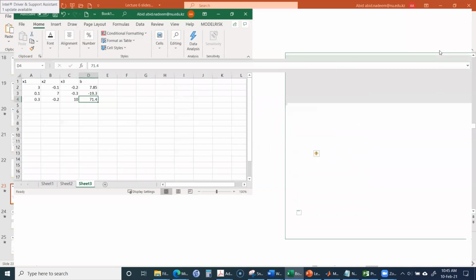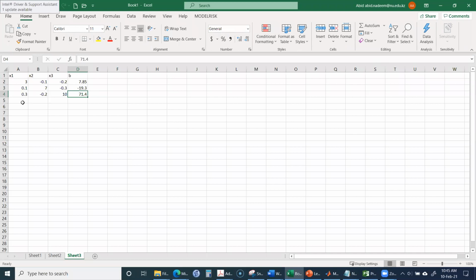So now we want to use the naive elimination method, the naive Gauss elimination method. In this case, we will not be using the pivoting technique, but just the naive technique. In this naive technique, first of all, the first row will remain the same. So I just copy it like this. The first row remains the same.